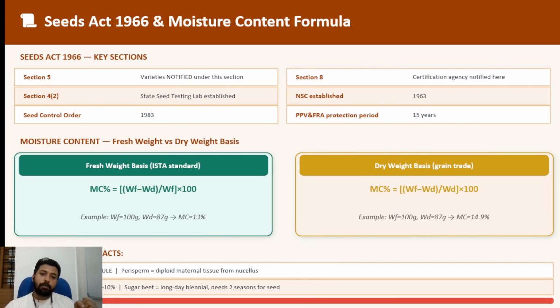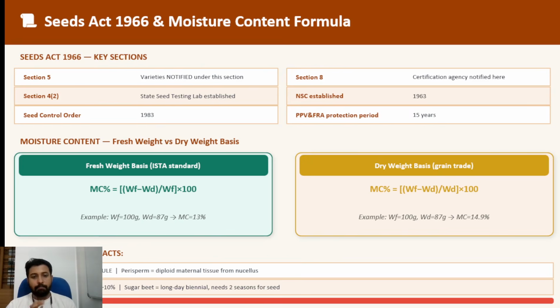Then coming to the moisture content part, similar to the seed viability index, moisture content can also be measured in two ways, that is, fresh weight basis and dry weight basis. Most students may have done this seed moisture content analysis in your practicals. That is very common, fresh weight based and dry weight based. You should be clear about the formula. Things are very simple, but you should be very clear with the formulas, right?